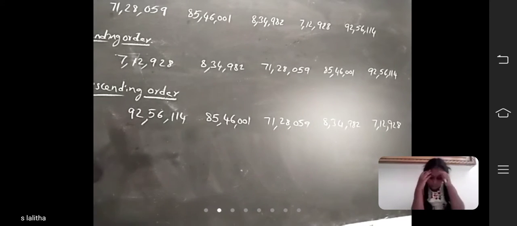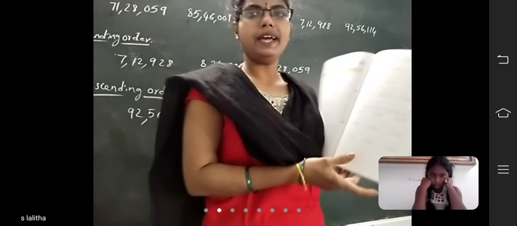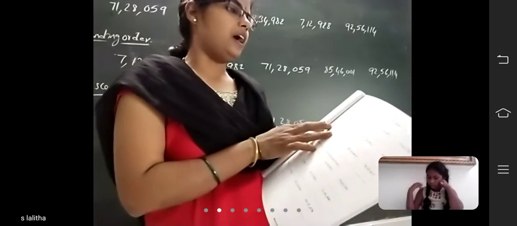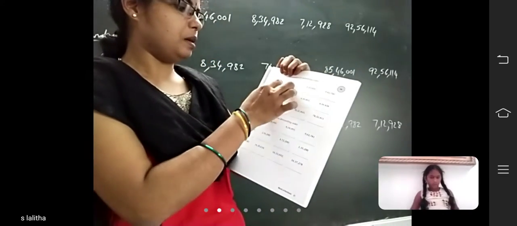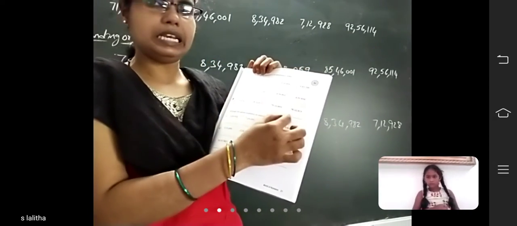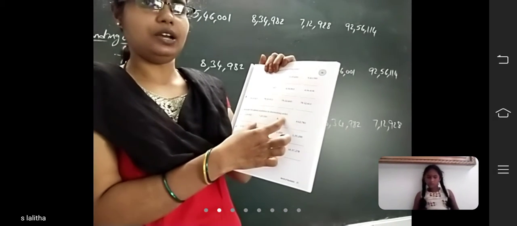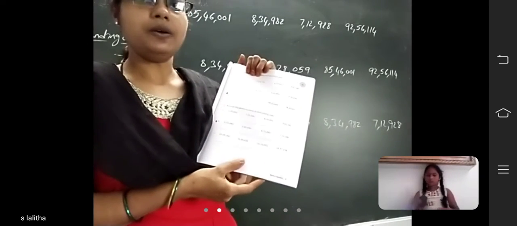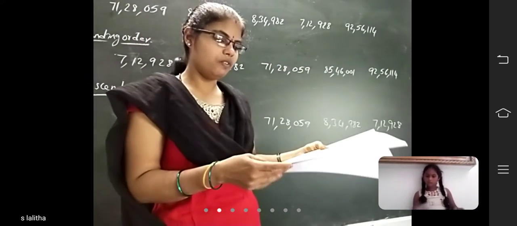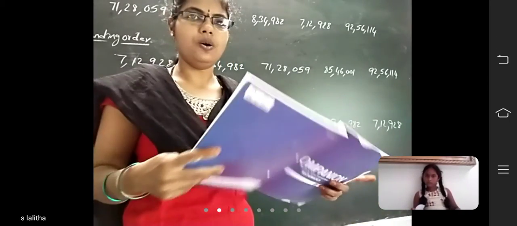Now see the children homework, companion, page number 21. In companion page number 21, arrange the given numbers in ascending order. So here some numbers are given, you have to arrange the numbers in ascending order. And second question is arrange the given numbers in descending order. Okay, this is the homework for you. So what is the homework today? Companion page number 21. You can do the homework.